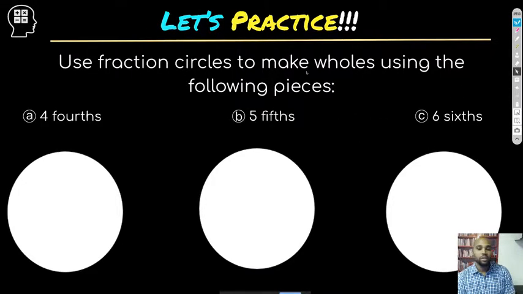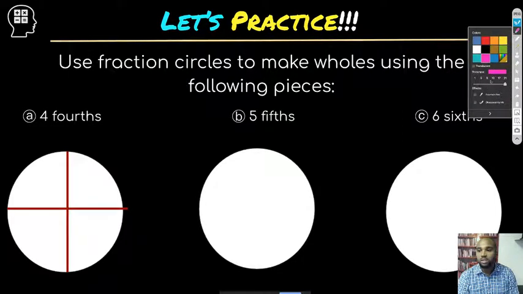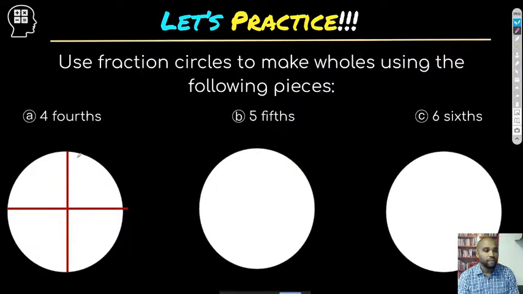All right, let's use the fraction circles to make wholes using the following pieces. So what if they gave you fourths? Now, we just practiced this, so this should be easy. Actually, you know what? I already did this one. So fourths would look like this. Bam, right there. And I'm just going to shade it in again because it said fourths. We want to make a whole.